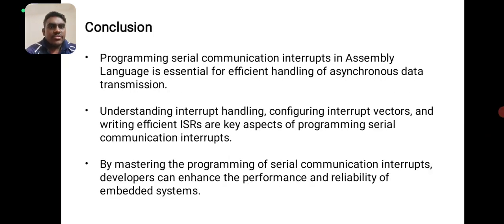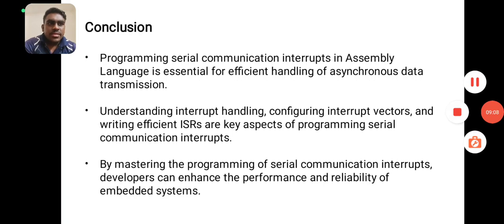And conclusion, we are in the final stage of this PPT slide. Programming serial interrupts in assembly language is essential for efficient handling of asynchronous data. By mastering the programming of serial communication interrupts, developers can enhance the performance of embedded systems. This is what we learned in this topic.